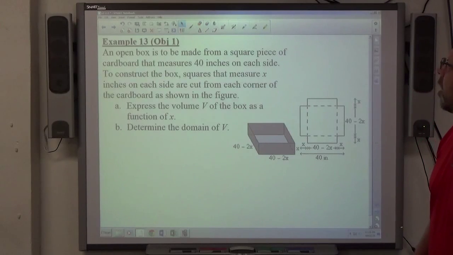Example 13. An open box is to be made from a square piece of cardboard that measures 40 inches on each side. To construct the box, squares that measure X inches on each side are cut from each corner of the cardboard as shown in the figure. Express the volume V of the box as a function of X. Determine the domain of V.